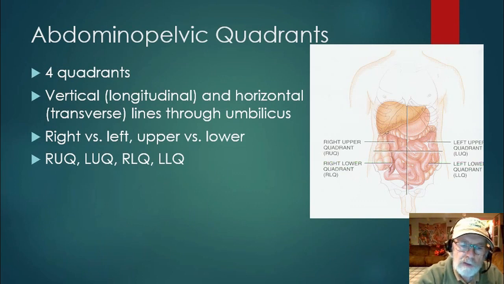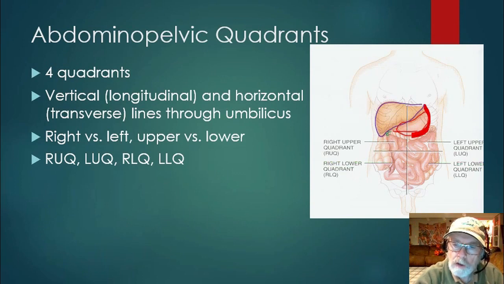Let's look at a couple of these things. Let's look at the stomach. Here's the stomach, and it sits right in there. Here's the liver, sitting right there. There's the gallbladder sitting right down there. Here's the ascending colon, the transverse colon, and the descending colon is going to be here. The appendix sits right down in here.